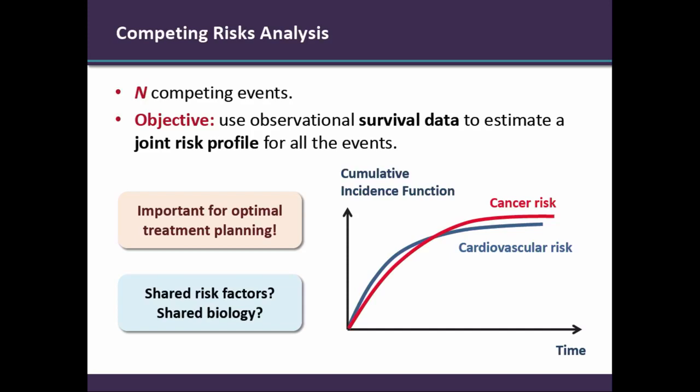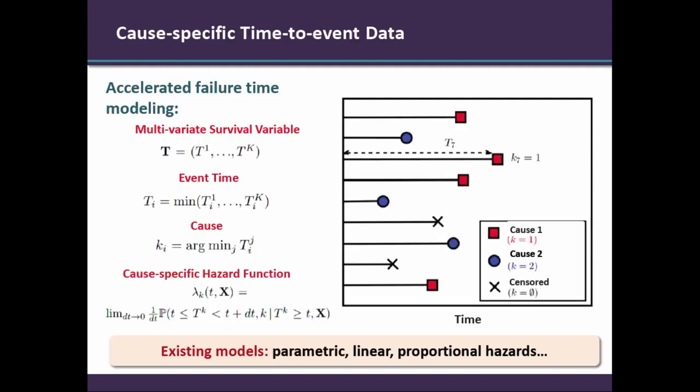So the objective of such type of analysis is to learn, on the basis of time to event data, a joint risk profile that describes, through a cumulative incidence function, the risk of an individual patient with respect to multiple clinical endpoints over time and how these risks are evolving over time. And that's really useful for clinicians who are trying to optimize long-term treatment plans for patients who are having comorbidities or having high risk for multiple types of diseases.